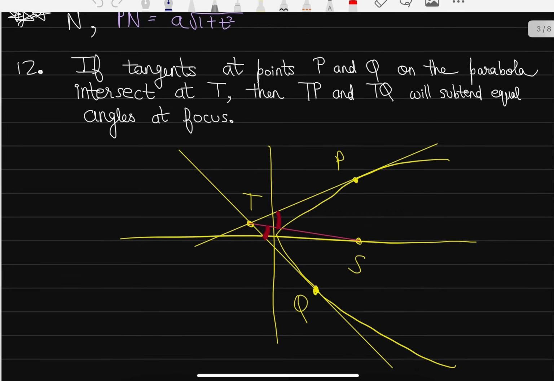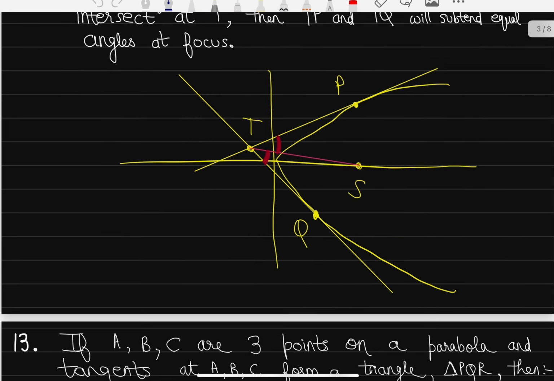Next property, if tangents at points P and Q on the parabola intersect at T, then TP and TQ will subtend equal angles at the focus. So we can prove this by tan θ = (m1 - m2)/(1 + m1 m2). So this angle is equal to this angle.